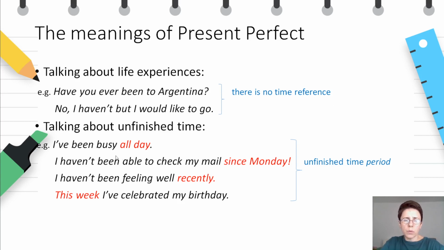We use the present perfect to talk about unfinished time. For example, I've been busy all day. I haven't been able to check my mail since Monday. I haven't been feeling well recently. This week, I've celebrated my birthday. Words like all day, since Monday, recently, this week, they all refer to an unfinished time period.